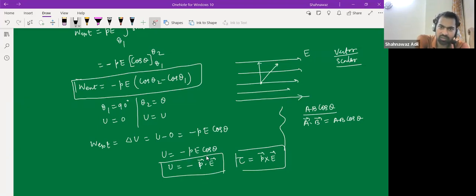AB cos theta. Yeah. So, what is the dot product? Dot product, let's say P dot E would be how much? This would be PE cos theta, right? So I have this PE cos theta, so I can write PE cos theta as P dot E. Right? Yeah, so that is what I was saying. So any doubt up to this point, guys? Any doubt?